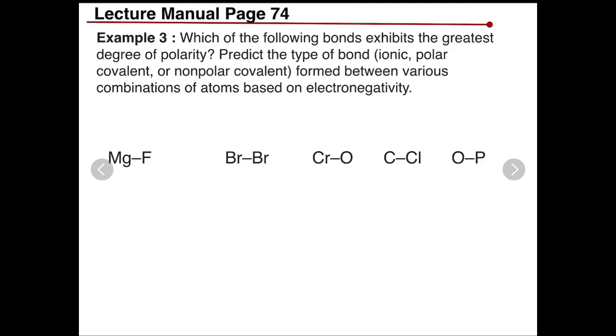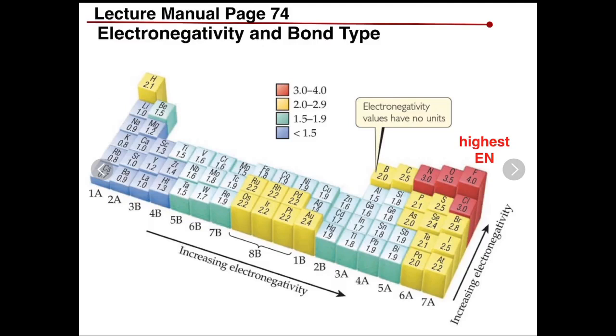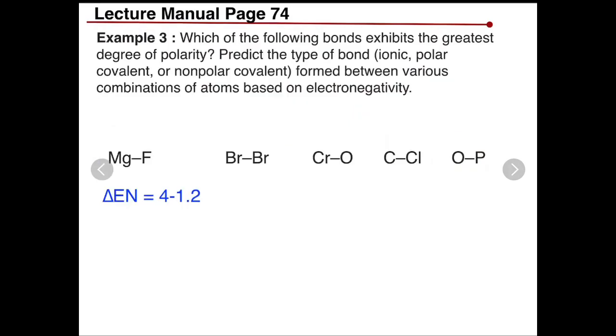I'm going to start with magnesium and fluorine. If you look at the values, magnesium is right here, fluorine is right here. So you're going to do 4 minus 1.2. Again, if you do 1.2 minus 4, make sure that you get the positive value, because the delta EN has to be the absolute value. The difference is 2.8, which indicates an ionic bond, since it's greater than 2. We're going to look at that later.